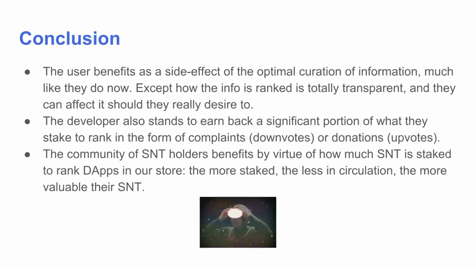Importantly, and I know I've mentioned this, but I'll emphasize it one last time, the user benefits as a side effect of the optimal and decentralized curation of information, much like they do now, except that how the info is ranked is totally transparent and they can affect it if they really desire to. The developer also stands to earn back a significant portion of what they stake. And the community benefits from the amount of SNT in total that is staked in the DApp store because that is removed from circulation. It's a great token sink. Go and read Movements of Equity Tokens by Vitalik. It's a great piece on his blog, vitalik.ca. And that's it.